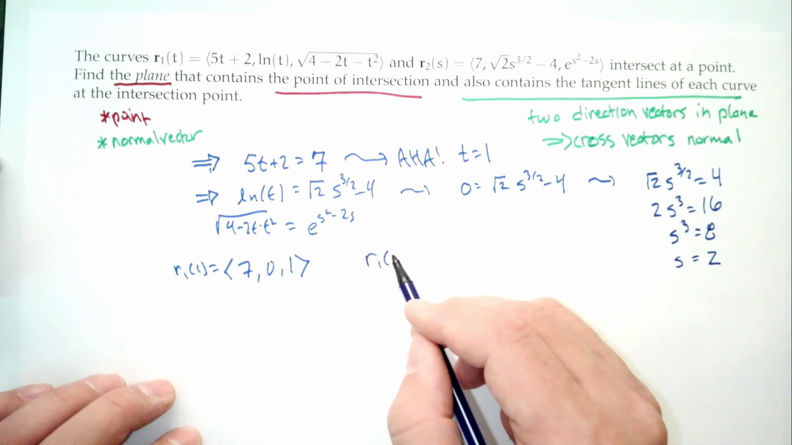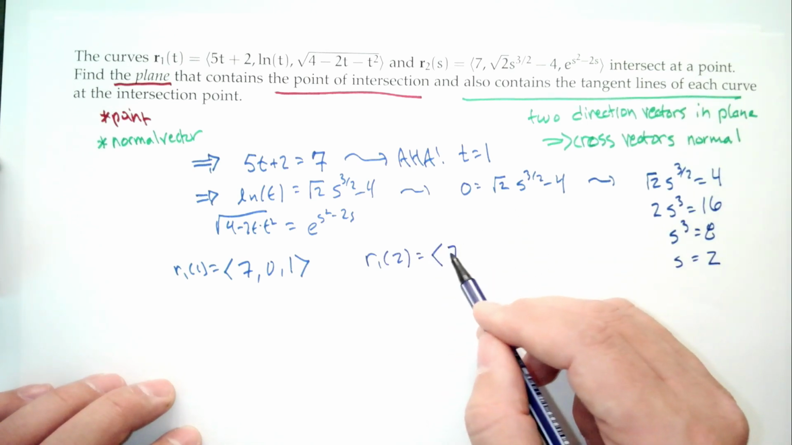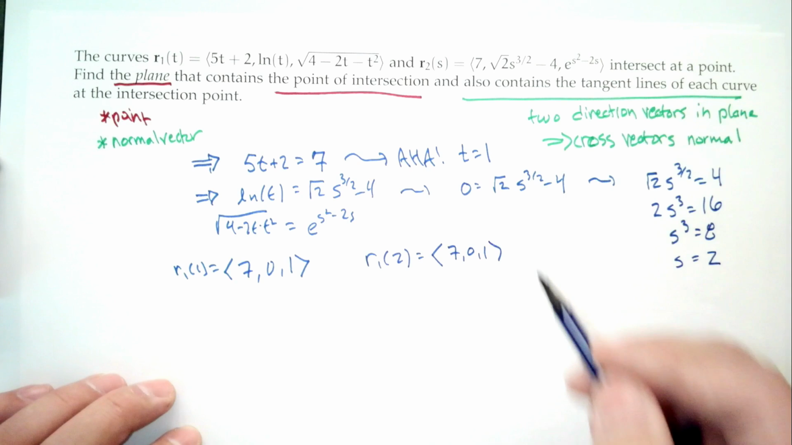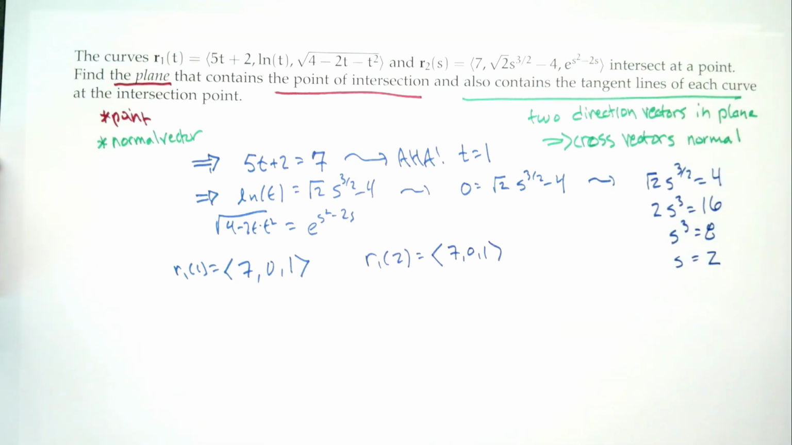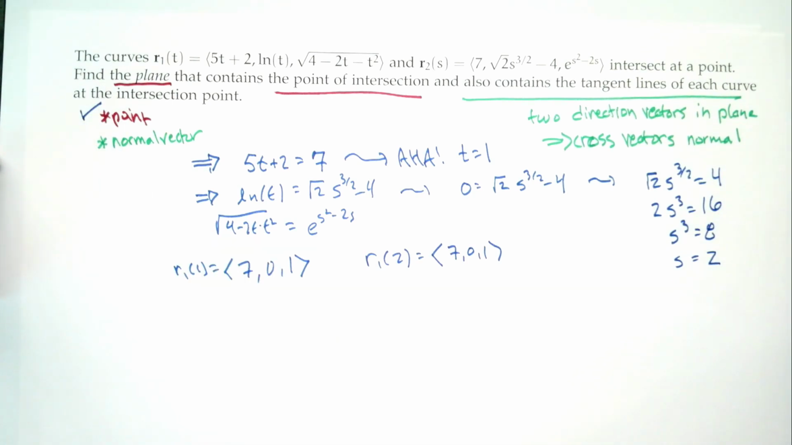So we plug in 2, and what do we get? Well, you're going to get 7 and 0 and 1. You can check it. It works out. So now what do we have? We have our point. What don't we have? We don't have our tangent lines, and we need those because we need our normal vector. So, what's next? To find the tangent lines, what do you do?